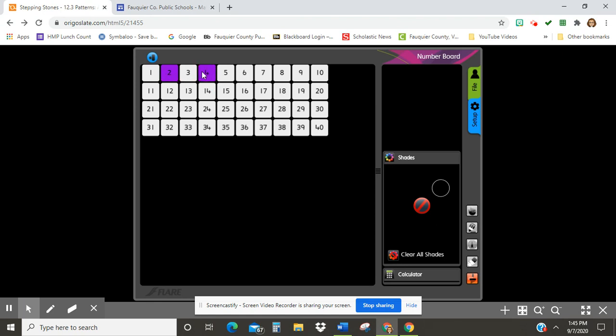Basically, we're just skip counting: 2, 4, 6, 8, 10, 12, 14, 16. Do you see there's a pattern? 18, 20, 22, 24, 26, 28, 30, 32, 34, 36, 38, 40. We do see a pattern. All of the 2's are in the same row when they're lined up by 10's: 10, 20, 30, 40.